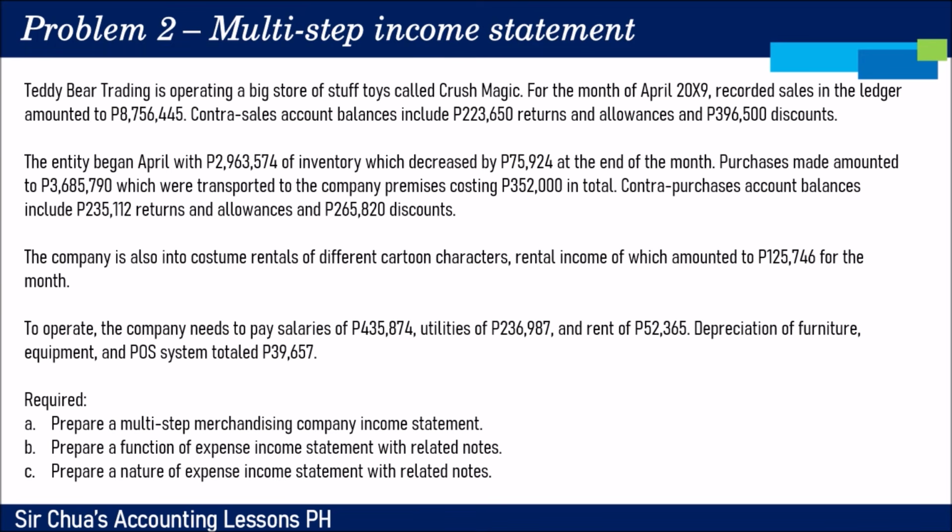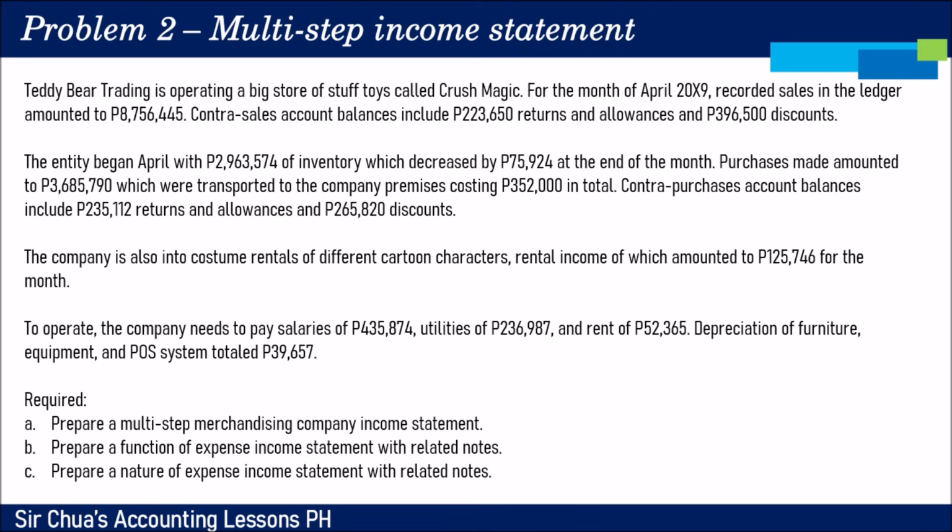Okay, so for problem 2, Teddy Bear Trading is operating a big store of stuffed toys called Crush Magic. For the month of April 20x9, recorded sales in the ledger amounted to 8,756,445. Contra sales account balances include 223,650 returns and allowances and 396,500 discounts. The entity began April with 2,963,574 of inventory, which decreased by 75,924 at the end of the month.